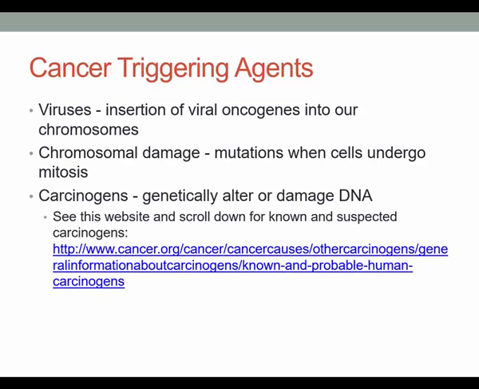Carcinogens can also alter or damage DNA. There's many known carcinogens, and you can click on this link if you want to get a list of the ones we know about, but there's probably others that we don't yet know about. Also, if a chemical or carcinogen or a particle has caused cancer in anything, it's on the carcinogen list. It doesn't necessarily mean it causes cancer in everyone, every time.